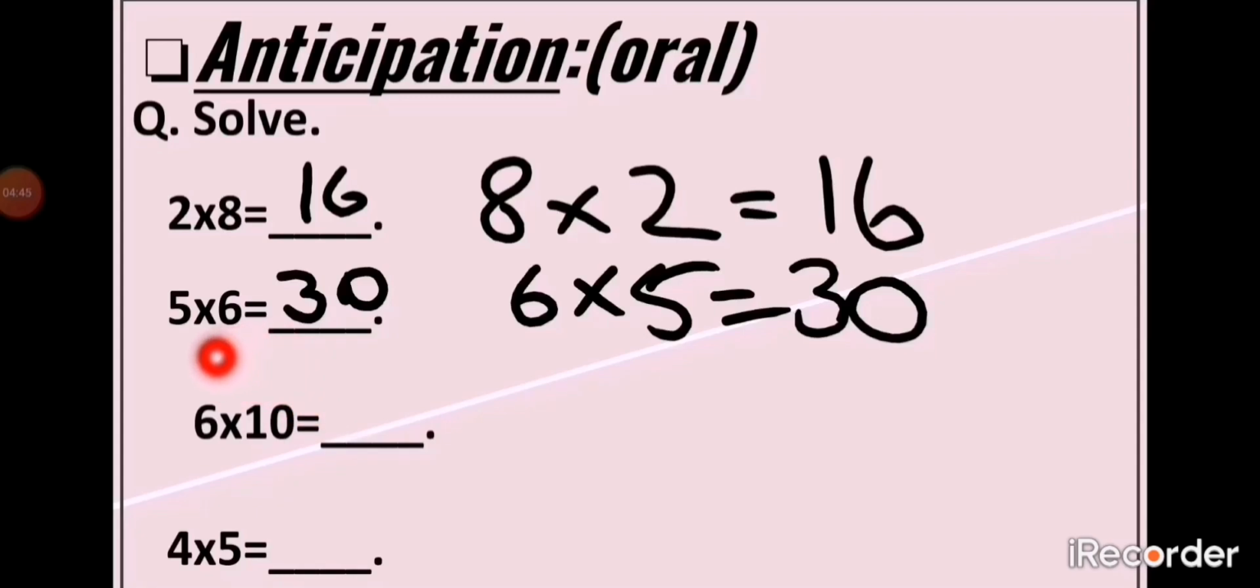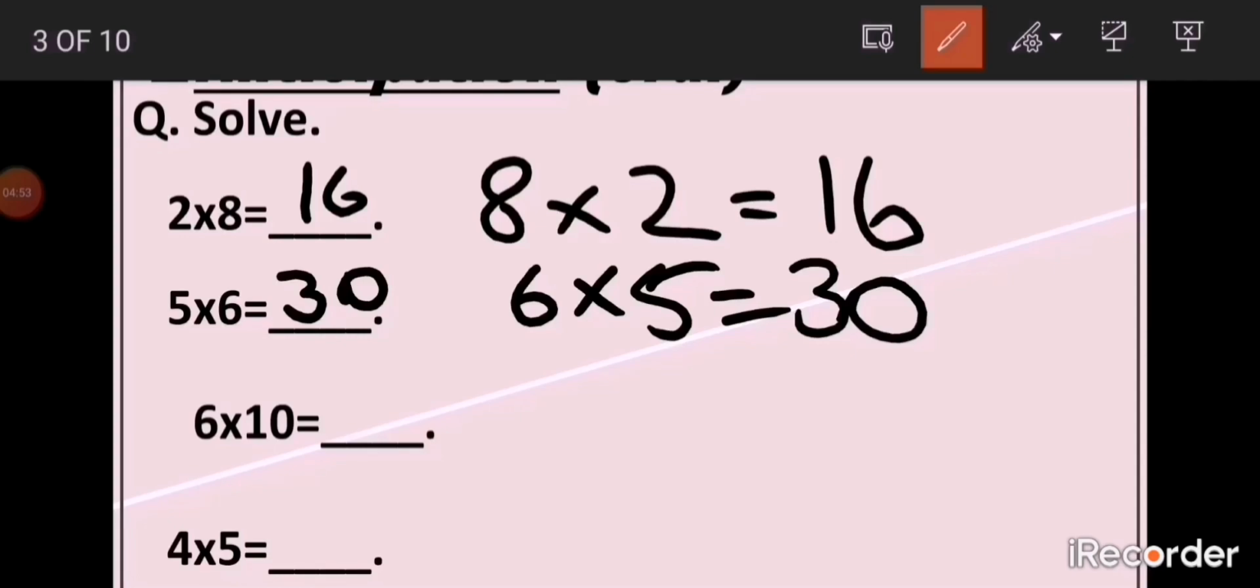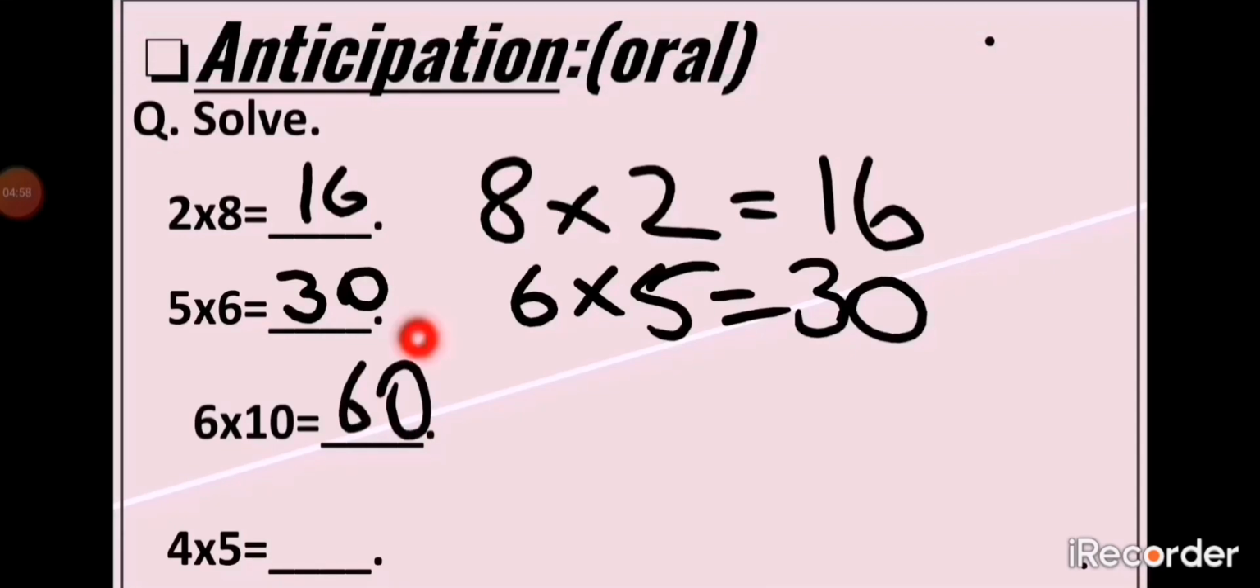10 1 time 10, 10 2 times 20, 10 3 times 30, 10 4 times 40, 10 5 times 50, and 10 6 times 60. So the answer is 60. And again, we can write this multiplication sentence as 10 multiplied by 6.